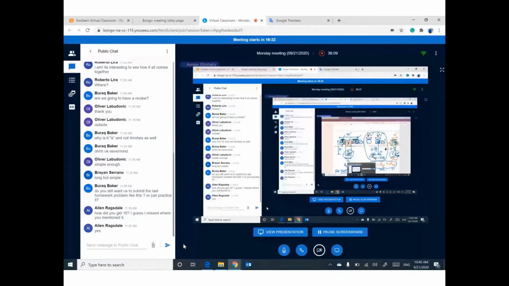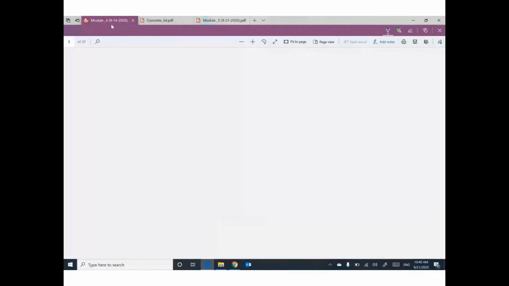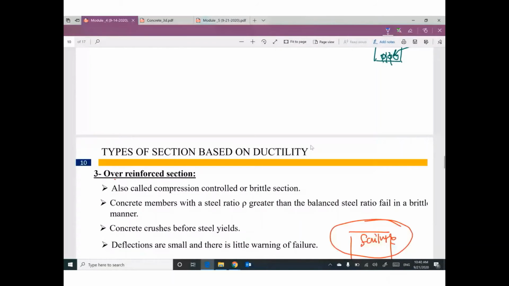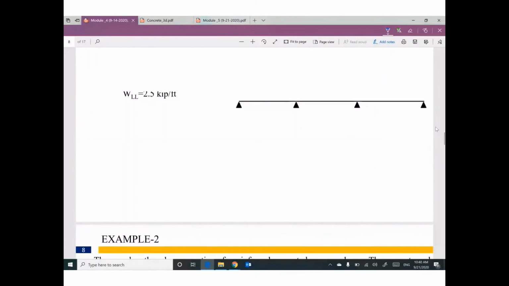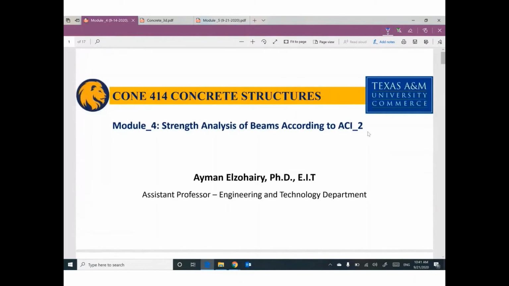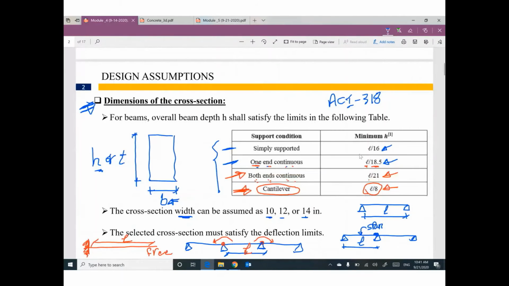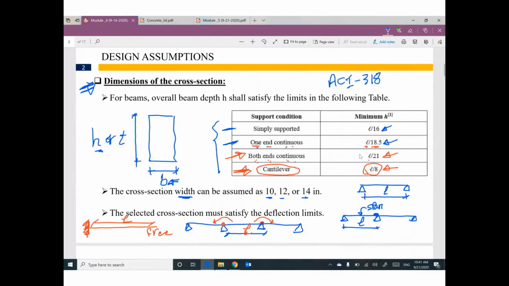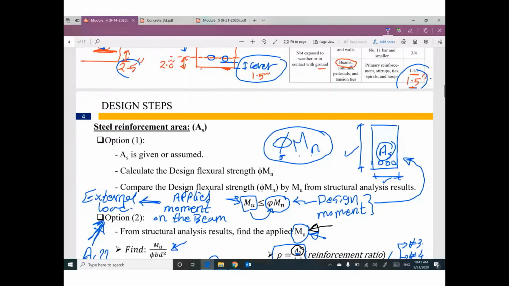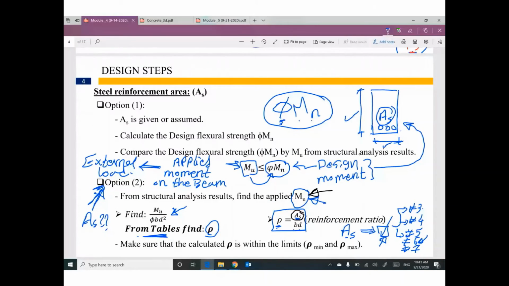So guys, this module is very, very long. We learned many things in this file. If we go back, we learned how to assume the cross section. We learned how to assume the concrete cover to figure out the depth of the steel reinforcement. We learned that if you have a cross section and everything is given, I can figure out the nominal moment and then multiply it by phi to get the design moment.